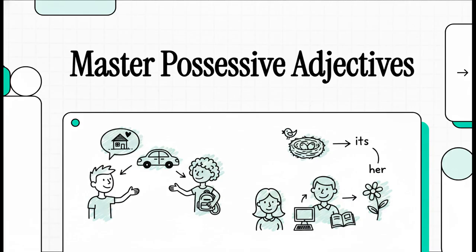We're going to master possessive adjectives, and we're doing it using simple, everyday examples. If you've ever found yourself freezing up in a conversation, wondering, wait, is it his, her, or its? Or if you just want to sound totally confident when talking about things that belong to you and the people around you, well, you're in exactly the right place. So, let's jump right in.